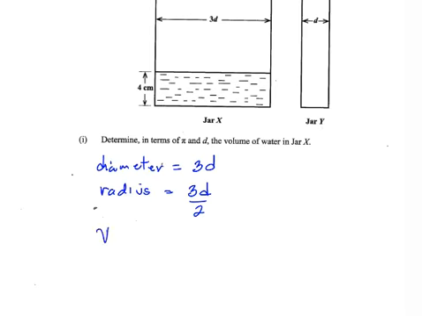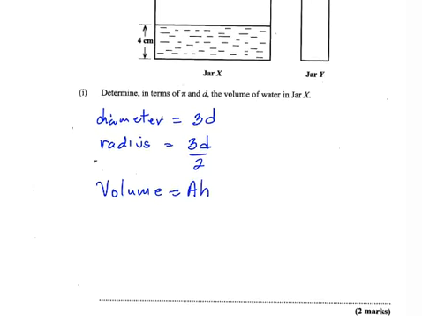So the volume of the water would be equal to A times h, which is the formula for calculating the volume of a solid shape with a uniform cross-section. The water is in the cylinder, therefore the water takes the shape of the cylinder. So the volume now, the area of the cross-section is a circle, so it's pi times radius squared times h. The radius is equal to 3d over 2, so it is pi times (3d over 2) squared times the height.